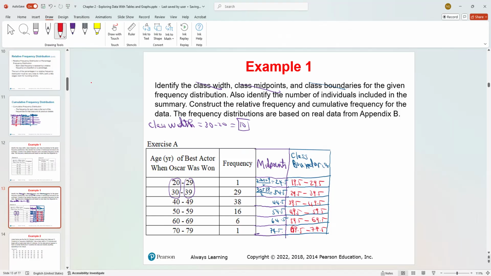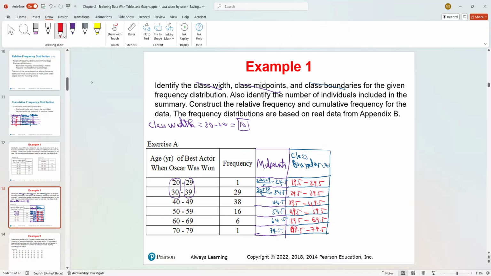Now we answer the question asked. The first question was to identify the class width, the midpoint, and the class boundaries for the given frequency distribution. Also, oh, they asked us to add more to it. Also, identify the number of individuals included in the summary.